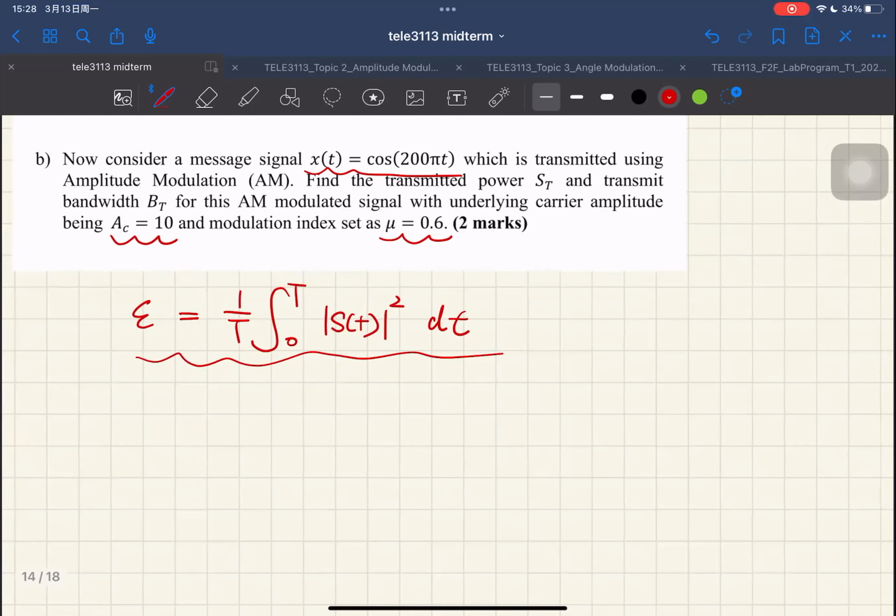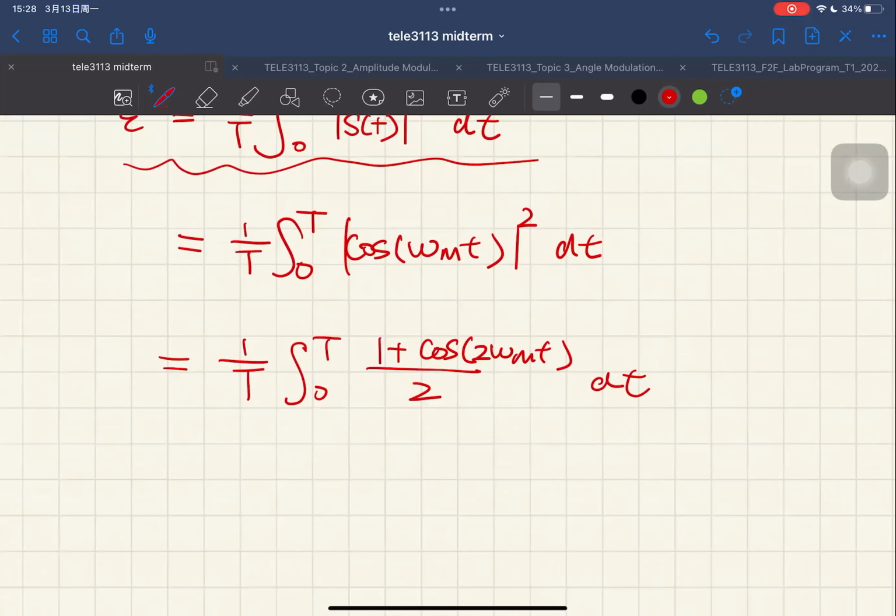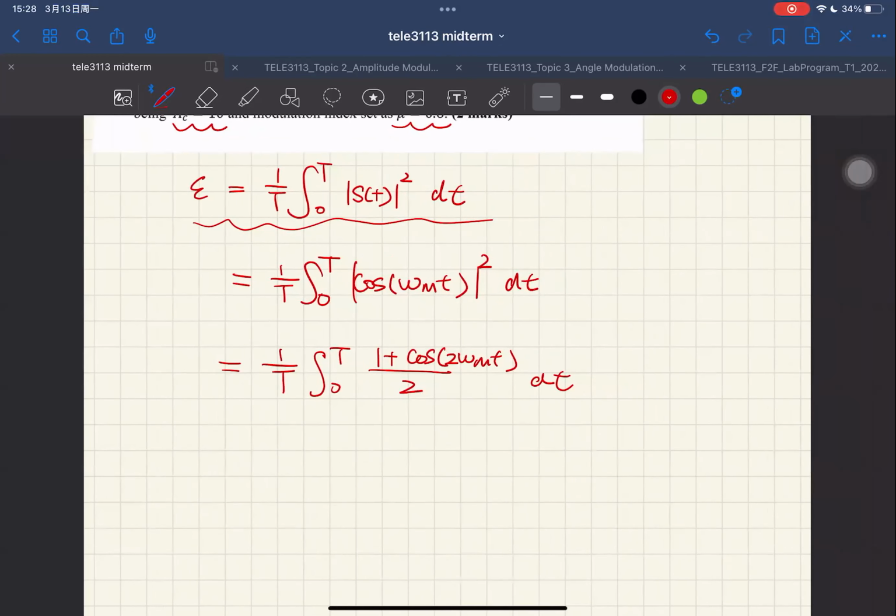But here you're assuming it's a sinusoidal function, right? So we can write it as the integral of A cos(ω_m t) squared dt, and you can rewrite it as a half times (1 + cos 2ω_m t) dt. There should be an amplitude there, it's going to be A squared with this term.